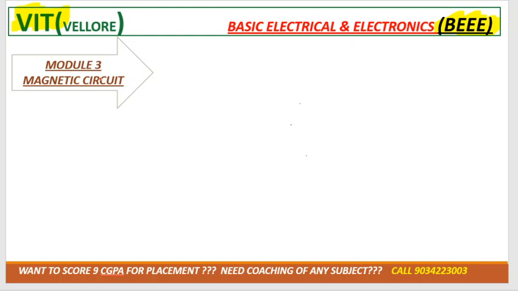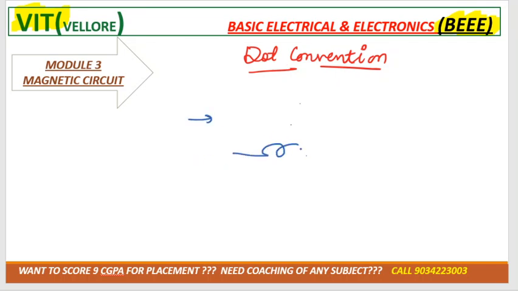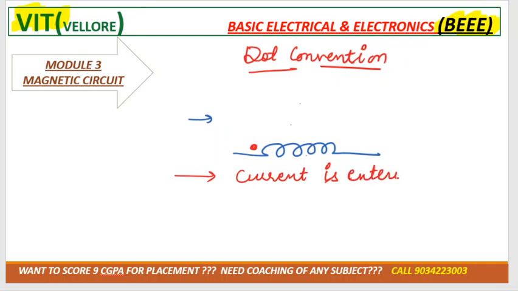So now we are starting with module 3, magnetic circuit. In this, one of the questions you will definitely get is based on the dot convention. So what is basically a dot convention? Suppose this is the inductor, and if we place the dot over here, it represents that the current is entering into the inductor, right? That means current is entering into the inductor.